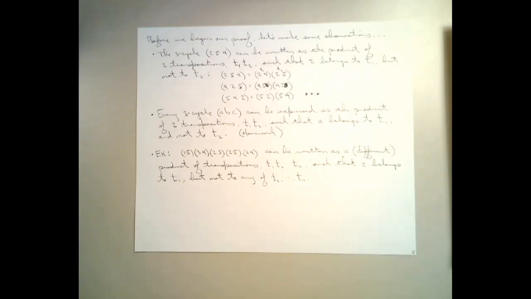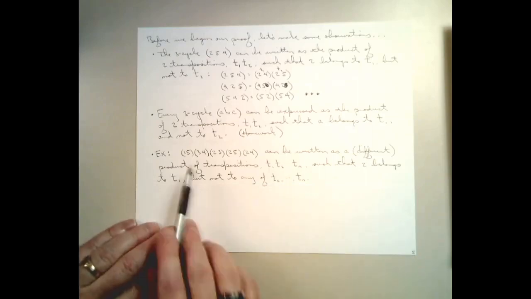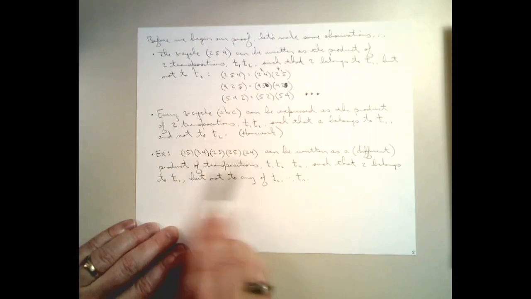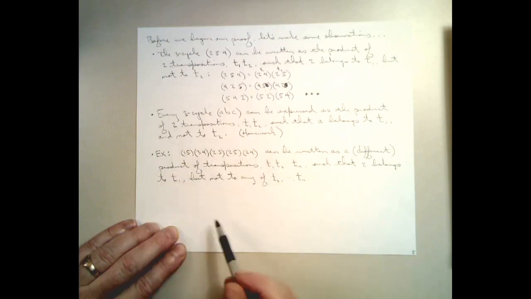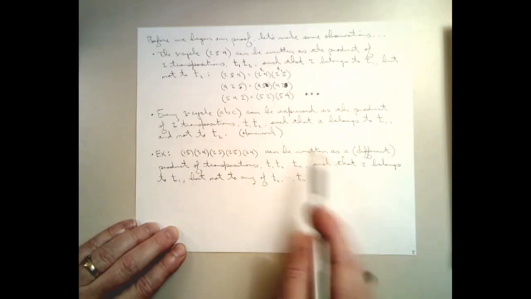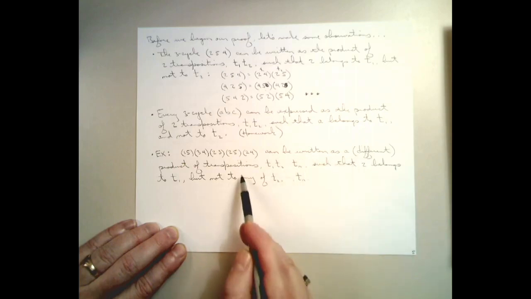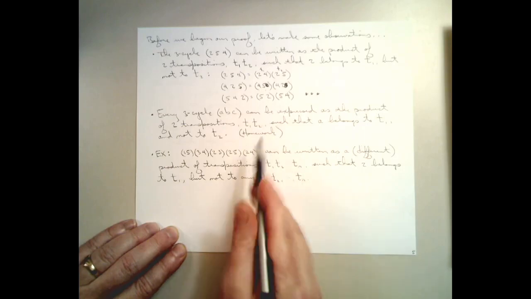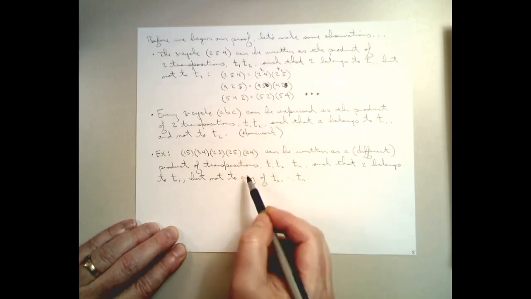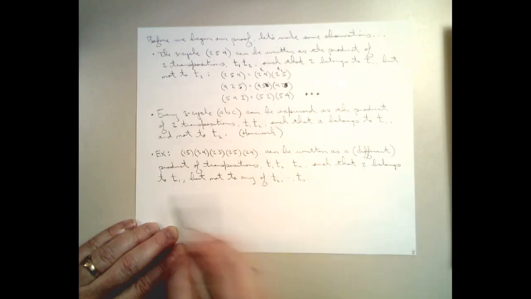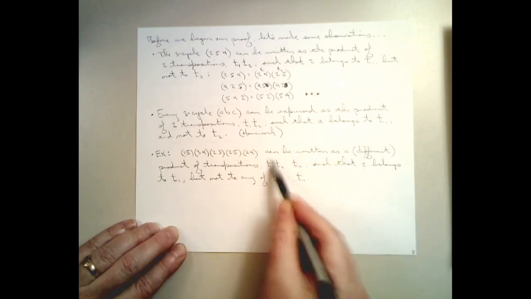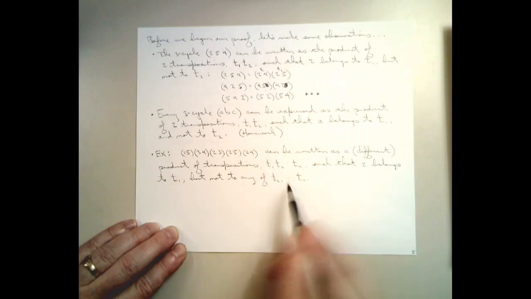So let's do an example. I want to show that this permutation right here, it's a product of 5 transpositions, but altogether it's one permutation. I want to show that we can write this as a different product of transpositions such that 2 belongs to the first transposition, but not to any of the other ones.